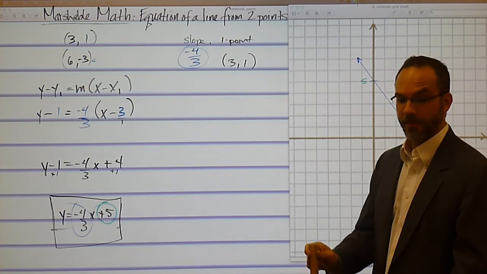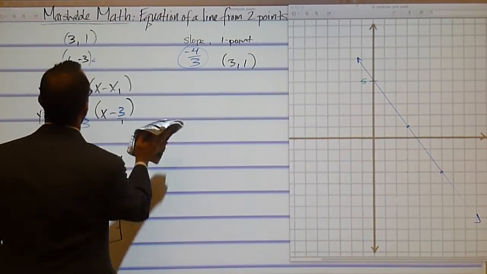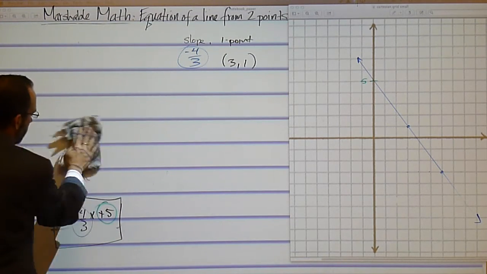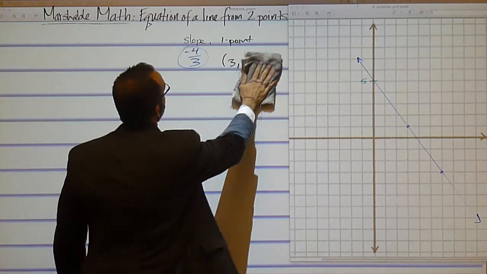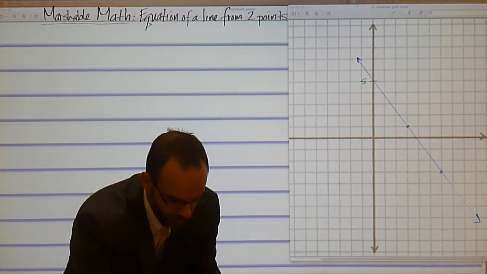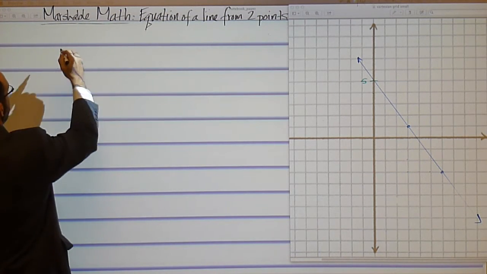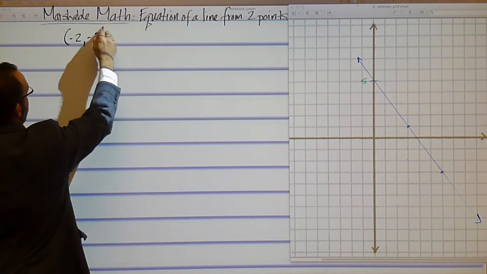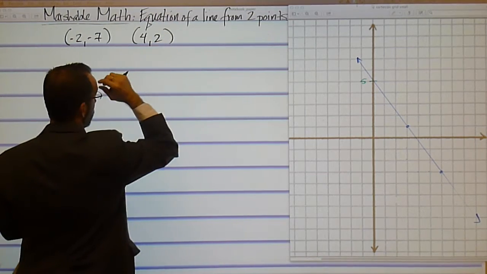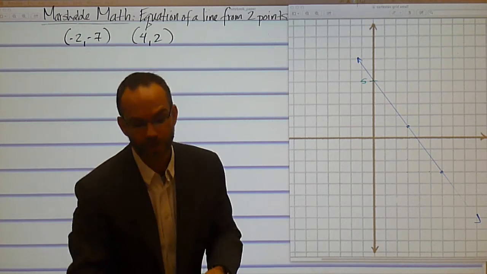All right, back to it. Let me give you the practice one now. From 2 points, figure out the equation of the line in slope-intercept form. Let me have you use these 2 points: -2, -7, and also 4, 2. Okay? Go ahead and press pause in the video. Try your hand at it.